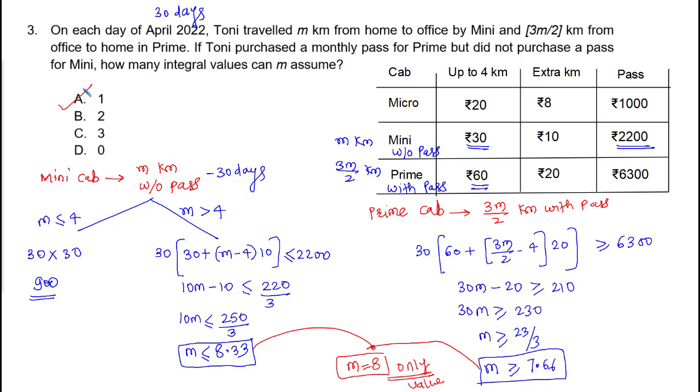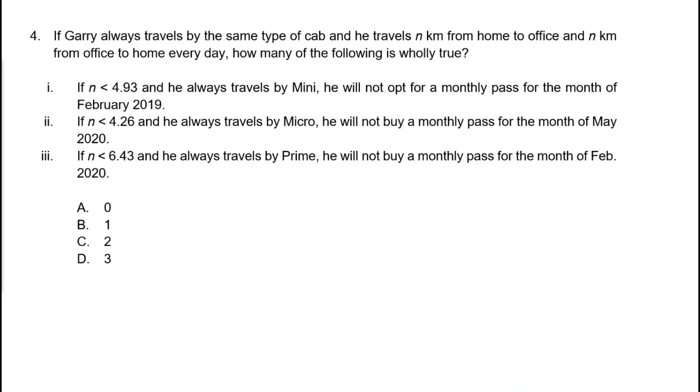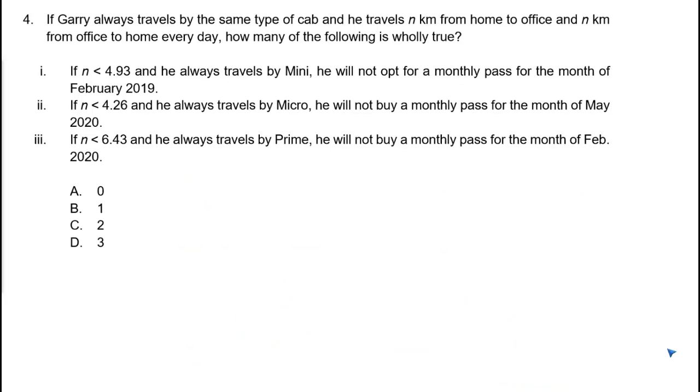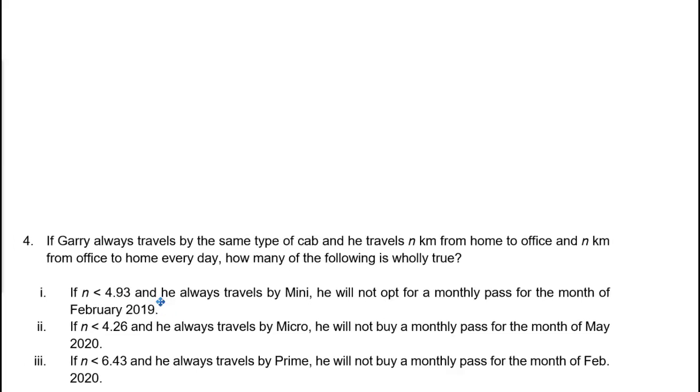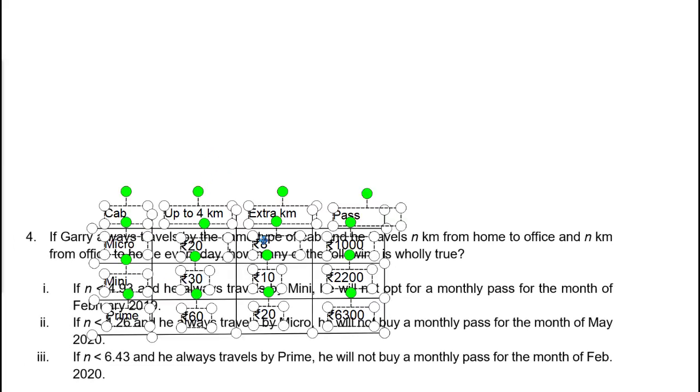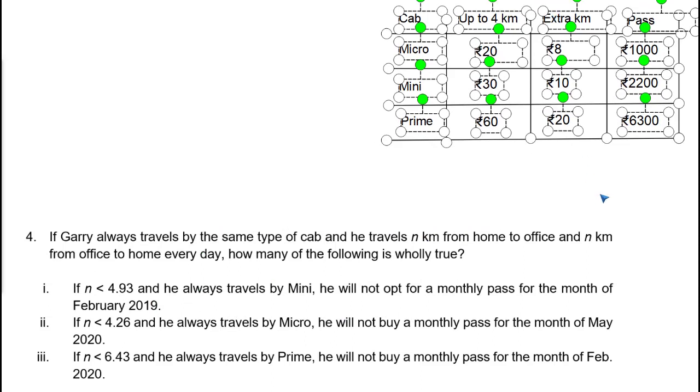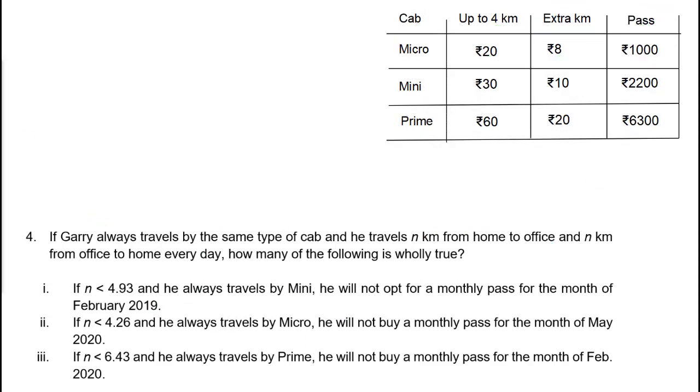After this, let's have a look at question number 4, everyone. Let's read it carefully now. Gary travels by the same type of cab. He travels n kilometers from home to office and n kilometers from office to home every day. How many of the following is wholly true? Total 3 statements are there, we need to check. So what I will do is, as of now, I will shift this question here. I will copy that table over here and let's check one by one statement. So the first statement, everyone, just one second.